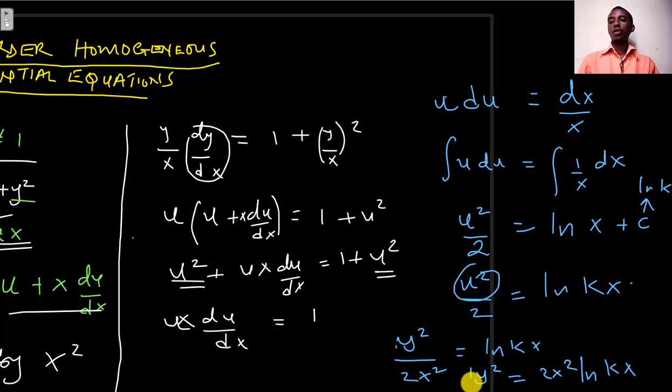So this method of letting y equal ux works for first order homogeneous differential equations, and it helps us to convert the first order homogeneous equation into a simpler differential equation that can be solved using the method of separating variables.